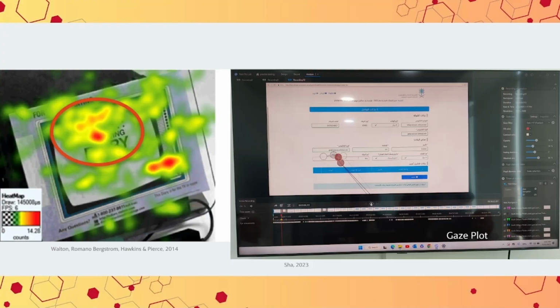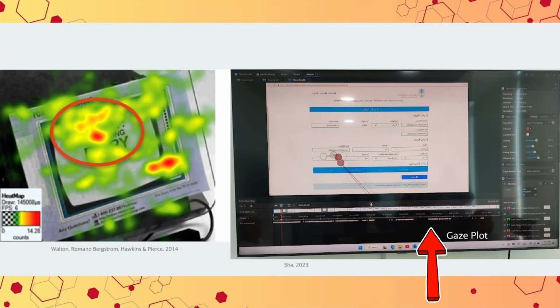I want to talk briefly about eye tracking. It's helpful, with all the web surveys, to see what respondents focus on. Now, that image is a heat map from a long time ago. This is when I was in Saudi Arabia a few years ago. I was at their equivalent of the Census Bureau. And you can see everything's in Arabic, the gaze plot here.